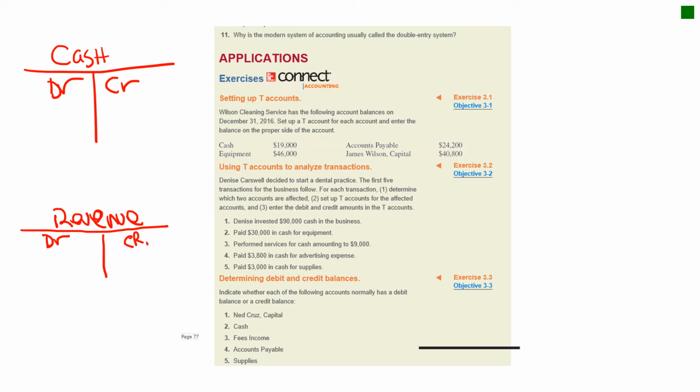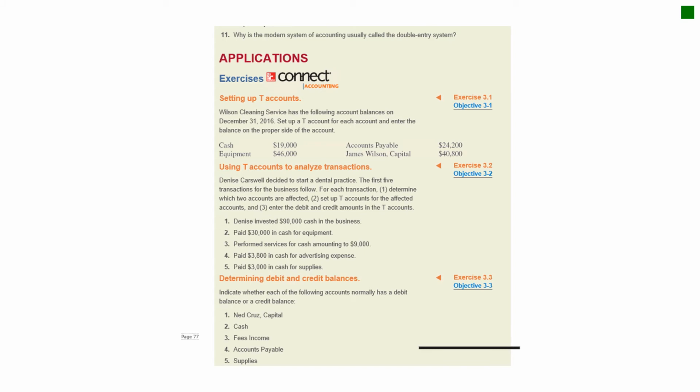And of course, it says we perform services for cash. You're going to be increasing or debiting cash for $9,000. So then you have to have a credit to offset that. You're increasing revenue, which is an increase account on the credit side, that's also going to be 9,000 credit. Notice debits equal the credits.